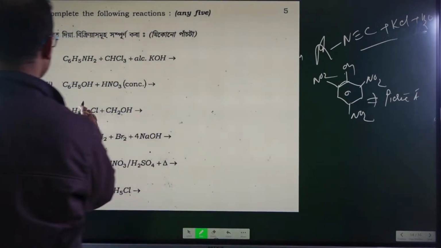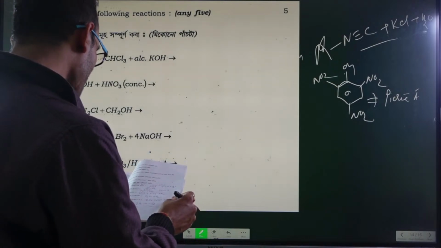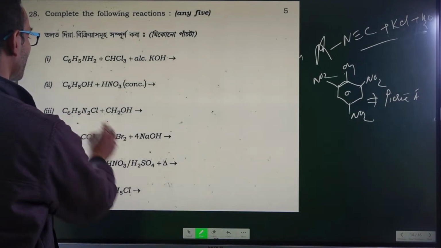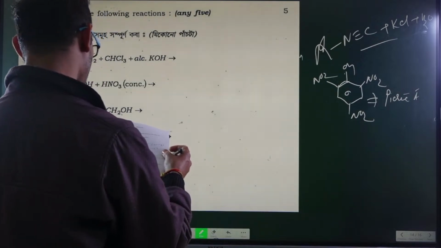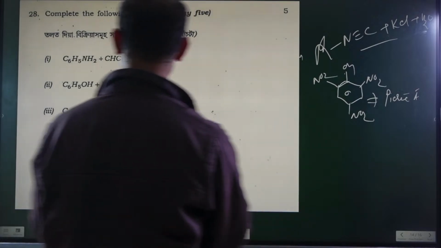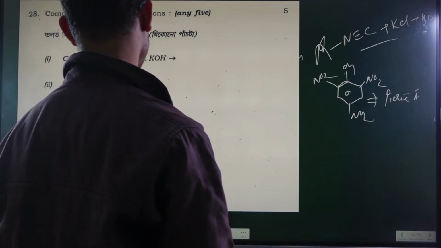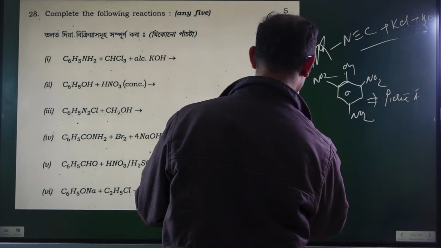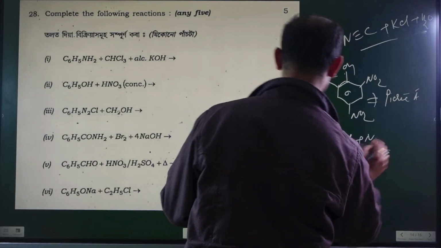In this case, again it is benzene diazonium salt reacting with alcohol, and it will give you benzene. Benzene diazonium salt reacts with alcohol, ethanol, C2H5OH, and it will give you the benzene structure. So benzene will form along with HCl and nitrogen.